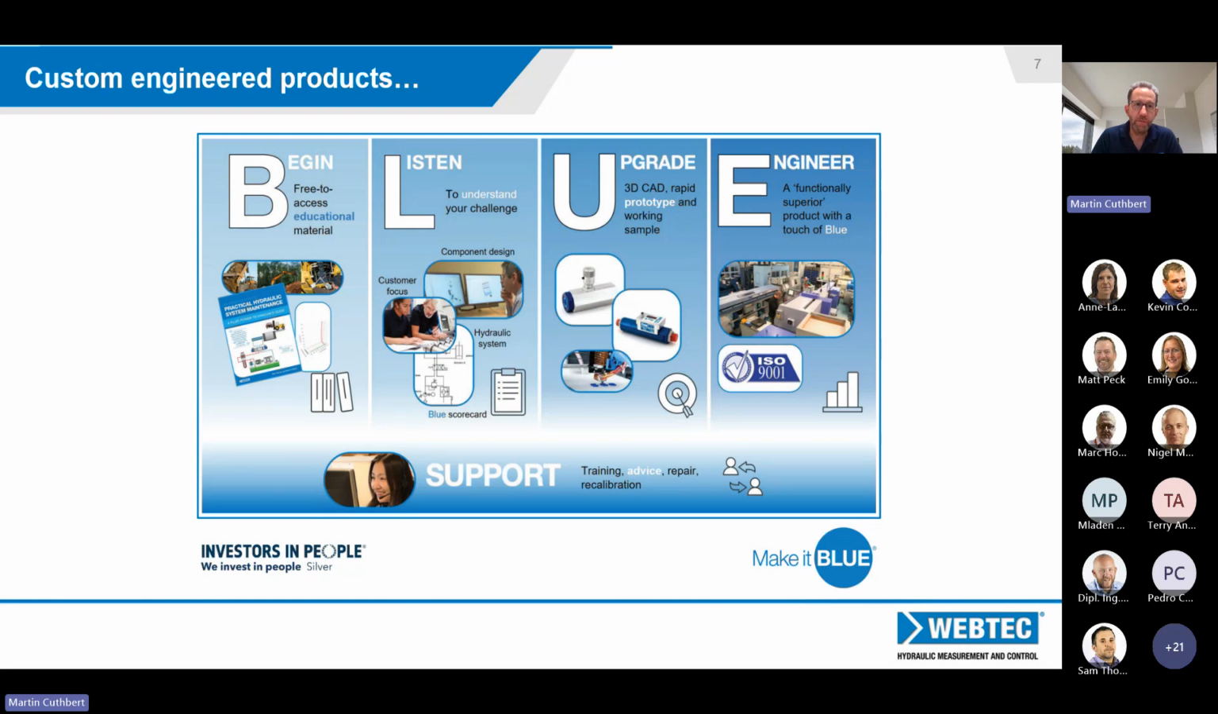We have many long-serving people in the company with deep experience in hydraulic product design and applications, and together we often consult on what's the best solution for a particular application, and there we would use a blue scorecard. And from that, we would then look at if that's a suitable product, whether we'd upgrade by making modifications to an existing product and then engineer the final solution, which we then support worldwide. So that's a little bit about our approach, and you'll see a couple of examples of that as we go through the presentation today.